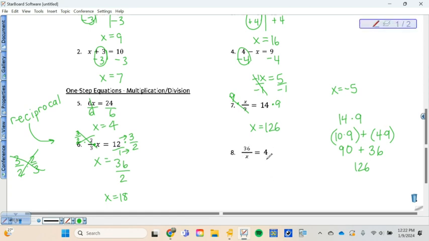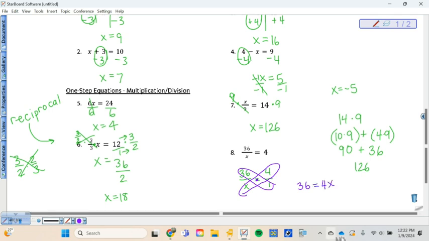How do we write 4 as a fraction? 4 over 1. What if we wrote it like this instead? 36 over x equals 4 over 1. Do you remember how to solve something like that? Yes, cross multiply. Remember that? 36 times 1 is 36. X times 4 is 4x.